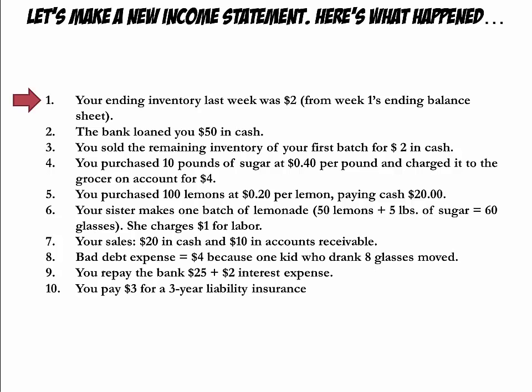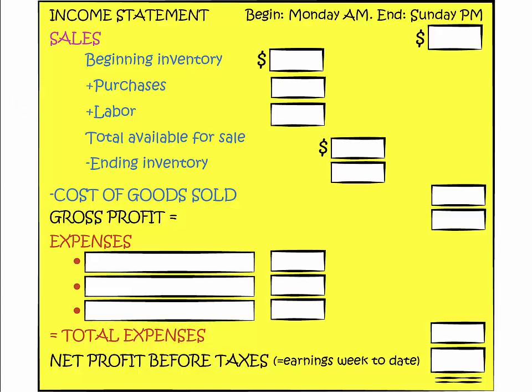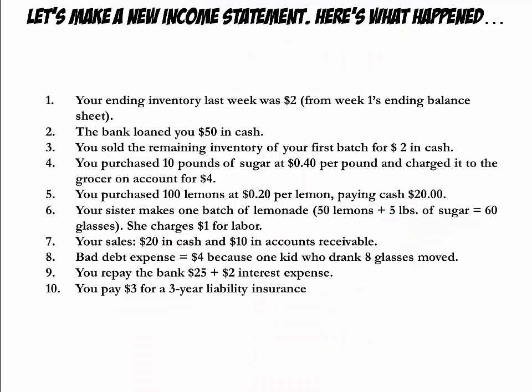The first item is that your ending inventory of last week was $2. How does your ending inventory of $2 of last week affect your income statement for this week? It is now your beginning inventory. So we add $2 in the blank next to beginning inventory.